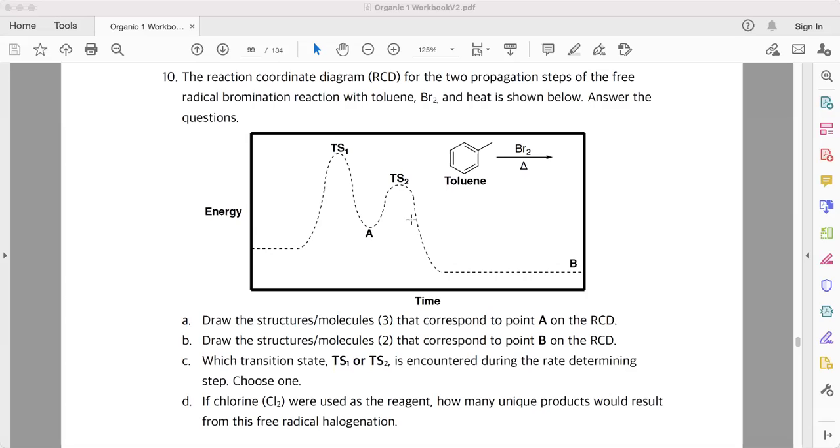So essentially we want to draw the structures or molecules that are arising at position A on the reaction coordinate diagram. Whenever we do these problems, I always think it's a good idea to draw out the full mechanism, because it's unclear to just jump into the reaction coordinate diagram. So I'm going to draw one of the protons in at the benzylic position. We have Br2 and heat. So we know for initiation we have 2 molar equivalents of bromine radicals forming. But notice that this question says this is showing the propagation steps only, okay?